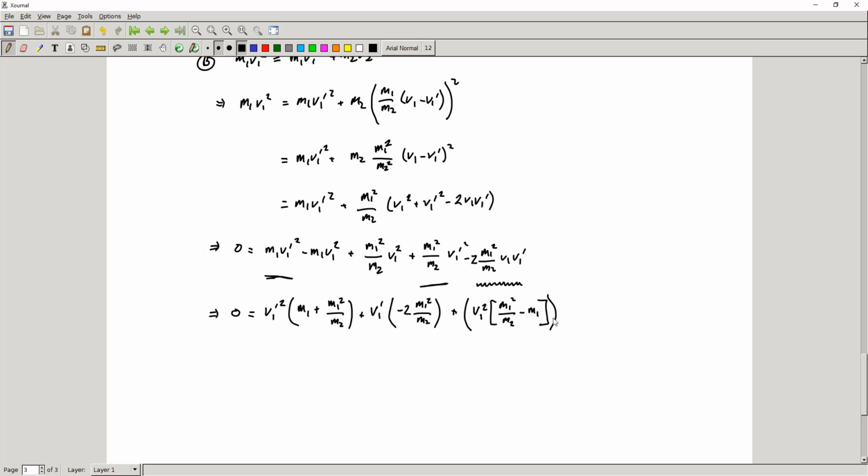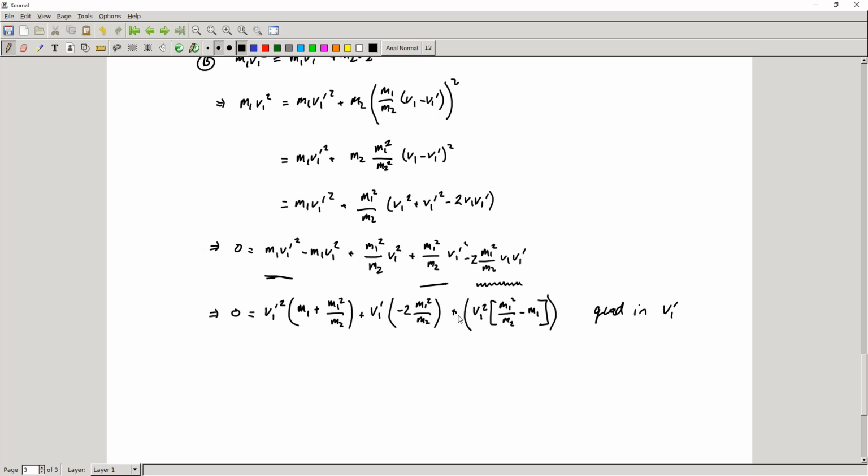Okay? And so now written in this form, we can maybe see what's kind of happening. What do we have here? Well, what we have is a quadratic in v1 prime, right? We have a v1 prime squared term, a v1 prime to the 1 term, and a term that doesn't go like v1 prime. So we can solve this using our methods to solve quadratic equations, right?